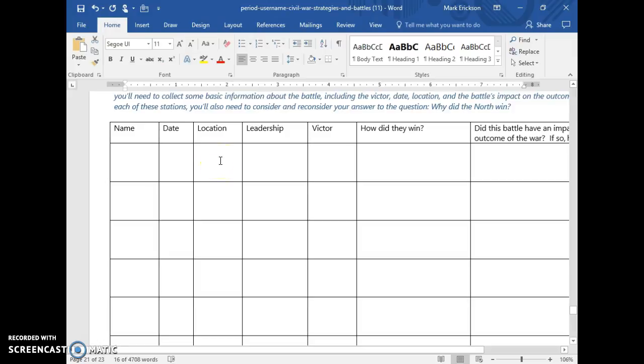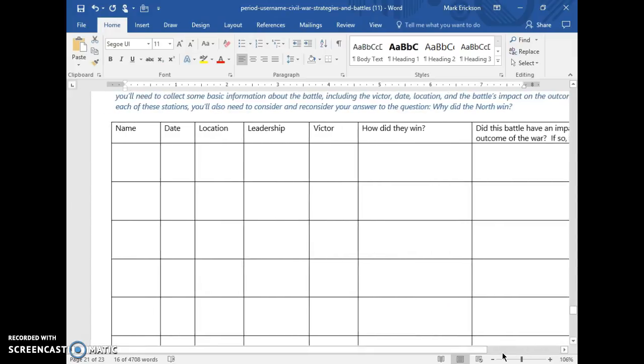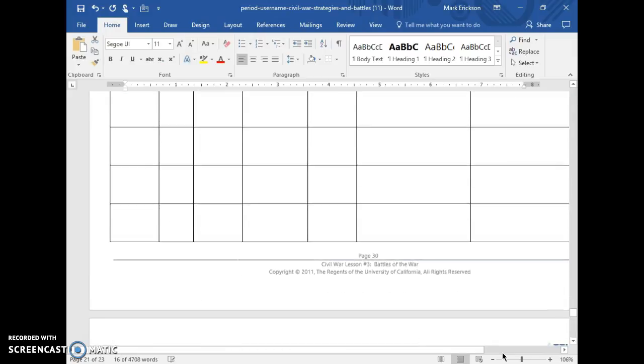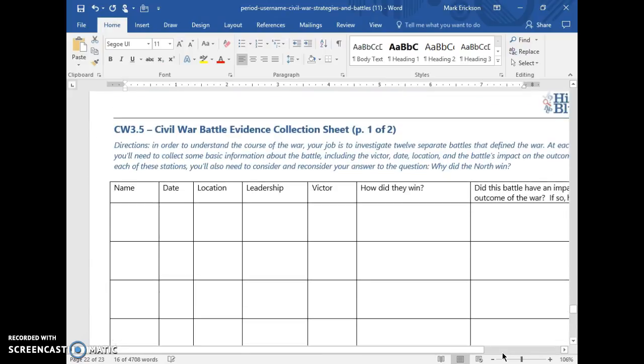The location. The leadership. So who are the leaders for both sides? If it doesn't come out and tell you that, you can leave this one blank. You'll be able to fill in the victor. So who won, how they won, and did the battle have an impact on the outcome of the war, and if so, how? All right? So you will do that for eventually all 12 battles, but today your goal should be to complete 6 of them. So if you're working at a good pace to finish by Monday at the end of class, you'll have 6 done today.